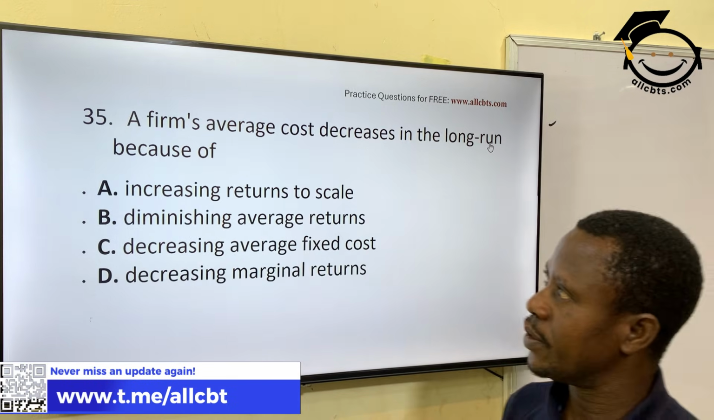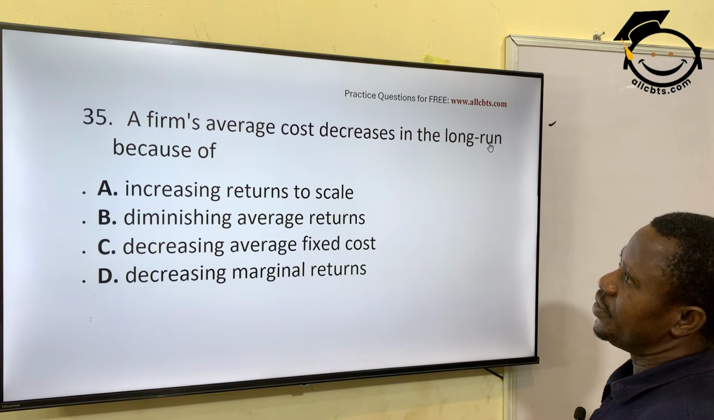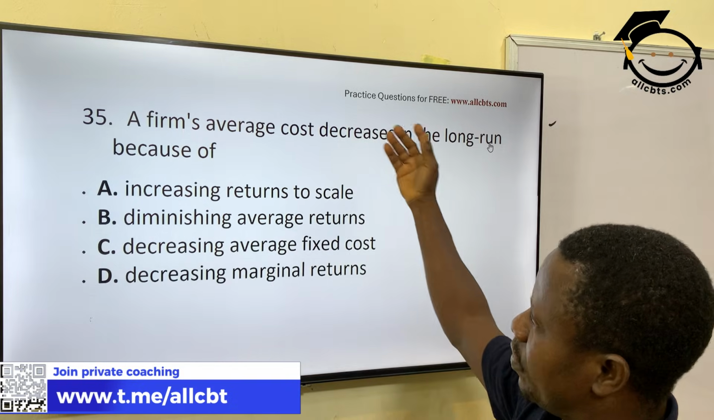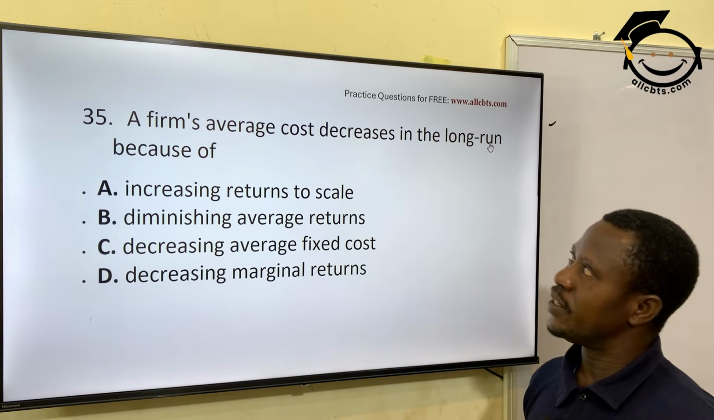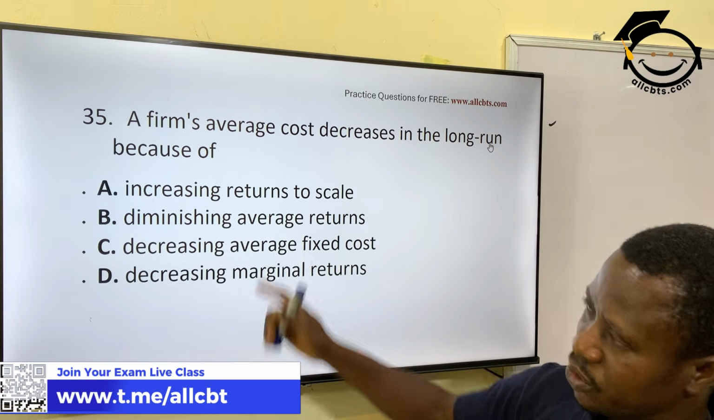Deficit budget. A firm's average cost decreases in the long run because of increasing return to scale. I think we have answered this question earlier. It's repeated. When there's increasing return to scale, then the average cost is decreasing. All right? No need to waste time on that.